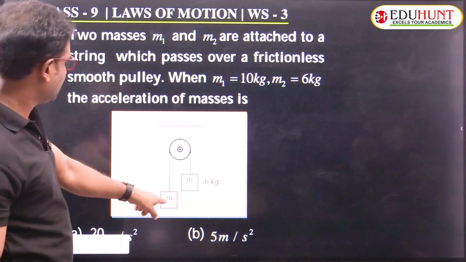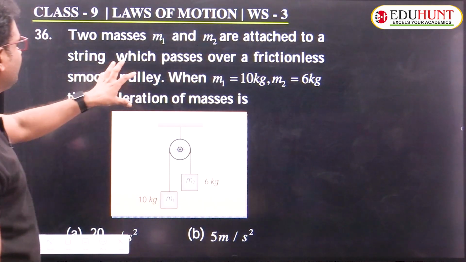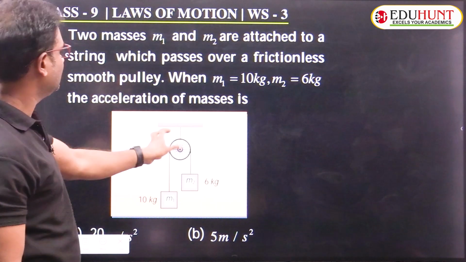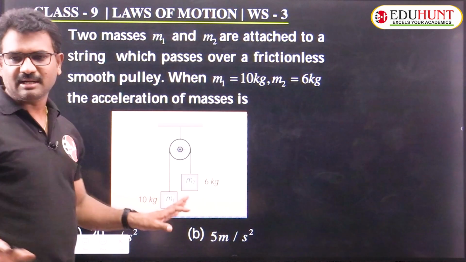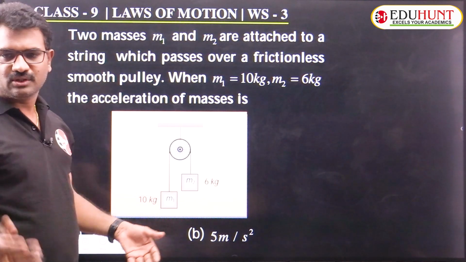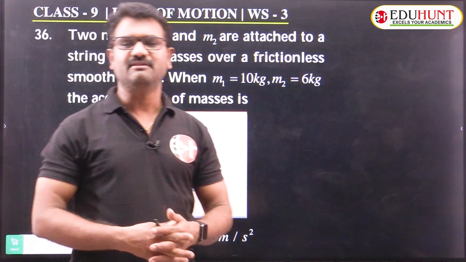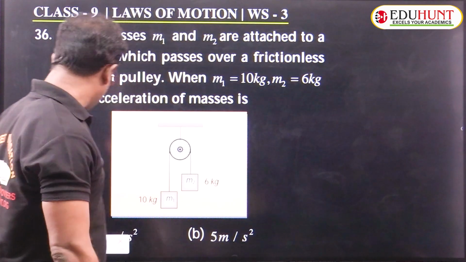Two masses m1 and m2 are attached to a string which passes over a frictionless smooth pulley. When m1 is equal to this and m2 is equal to this, the acceleration of the masses is. I am not going to explain this. This is an Atwood machine. You know the formula for acceleration, that is m2 minus m1 by m1 plus m2 into g. Substitute, you will get the answer.